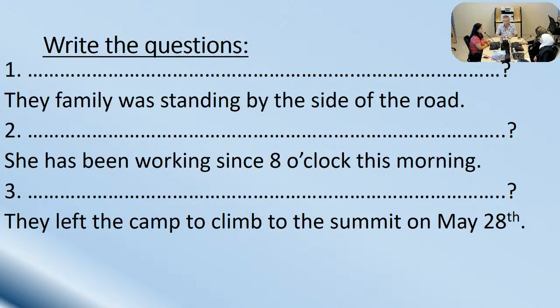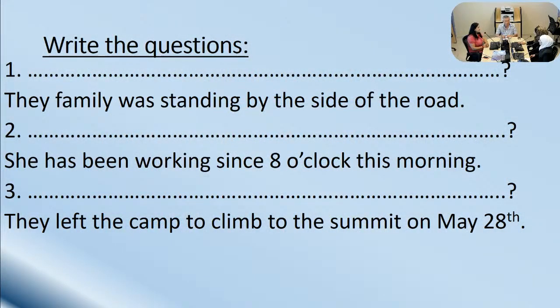Okay, the first sentence, let me read. The family was standing by the side of the road. By the side of the road, it's a place, so we use the WH question, where. And the sentence is in the past continuous, so the auxiliary verb is already in the sentence, so we just reorder, invert. Where was the family standing?